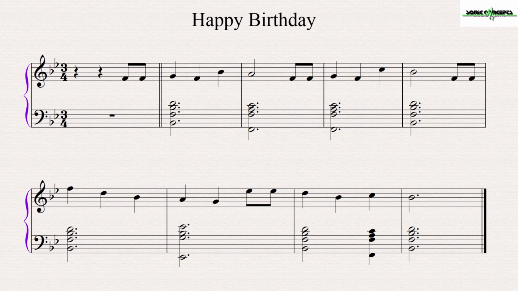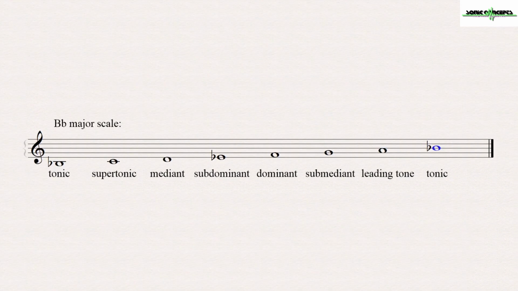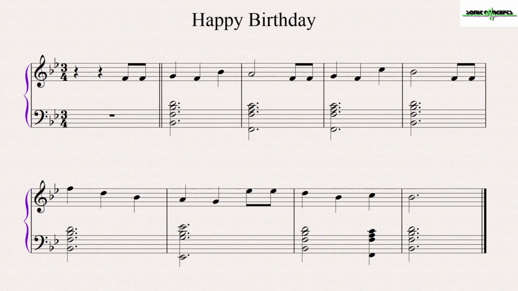If we were to analyze the melody and harmony of the song, we will come to the conclusion that both are derived from the parent scale of B-flat major. To arrive at this, first let's take a look at the key signature. This key signature contains 2 flats, so it can only be in the key of either B-flat major or G minor.